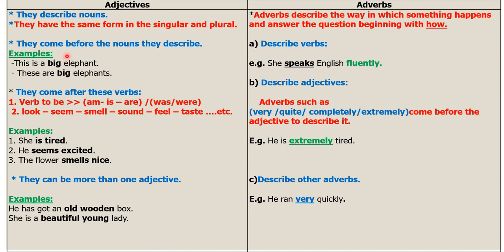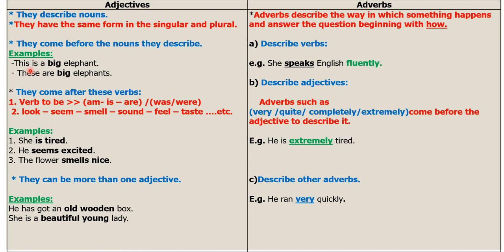Okay, here they come before the nouns they describe. We have two positions in which adjectives can come. They come before the nouns they describe, and this is number one, and they come after some verbs. We will read them together later. So let's start here with the nouns. If we have an adjective that describes a noun, the adjective will be before the noun. Here, for example, this is a big elephant.